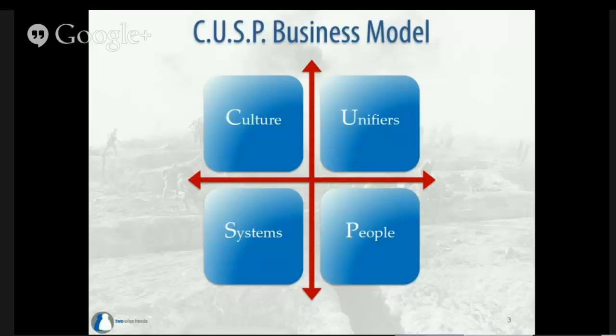So I've put this CUSP model together. It's my culture, unifiers, systems and people model, as you can see on the screen, which guides business owners in a structured way through the different key aspects so that they're easier to visualise, manage and then implement. So Rob, the model helps organise the actions and the thoughts for the business owner? Absolutely right, Paul. You can see the model's divided broadly into those four segments.